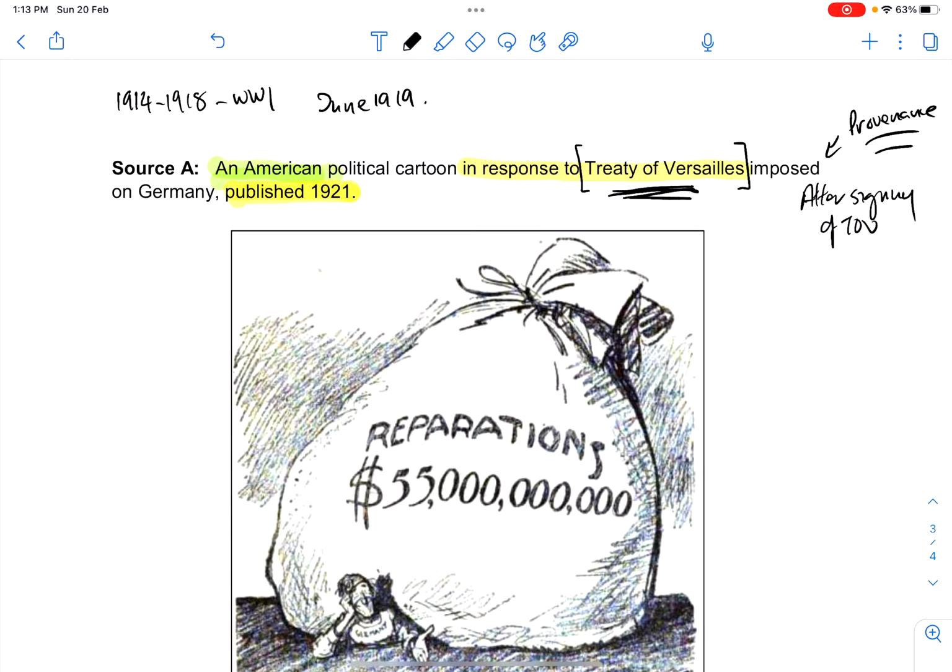A few years after the signing of the TOV, where the impact on Germany was already seen. And this impact is, of course, the economic depression. Alright, so all these things can be sieved out from the source provenance. That's why it's very important to read it properly. It will give you the context to which you can write the message of your cartoon.